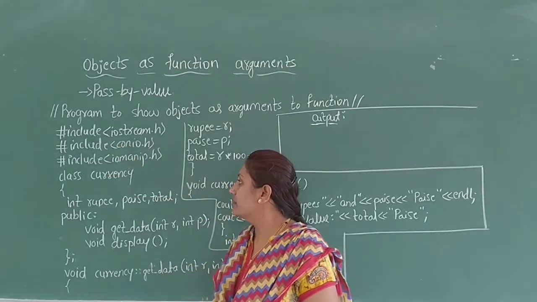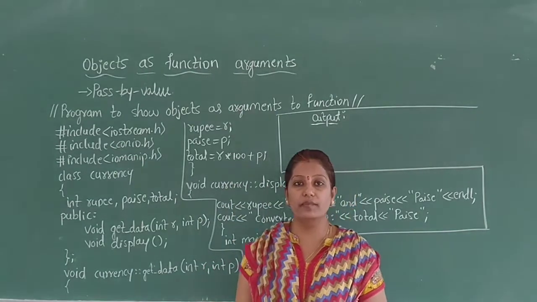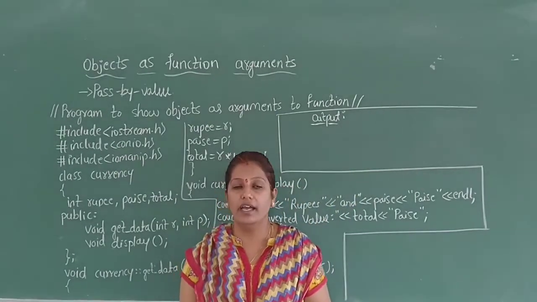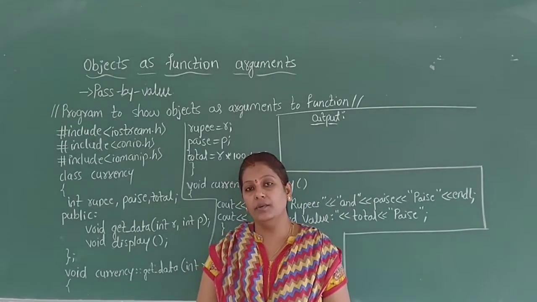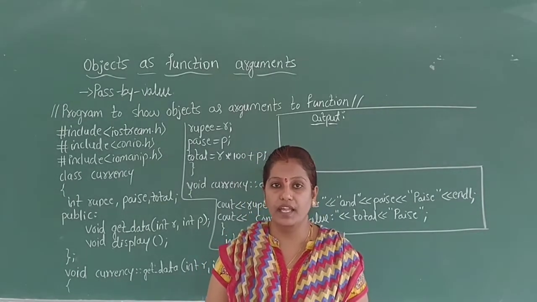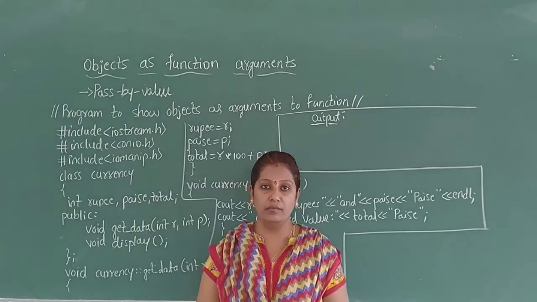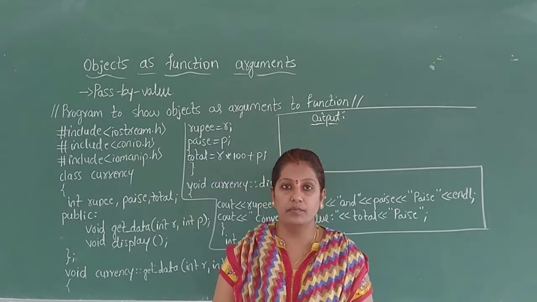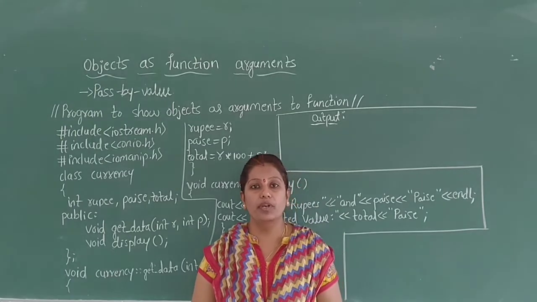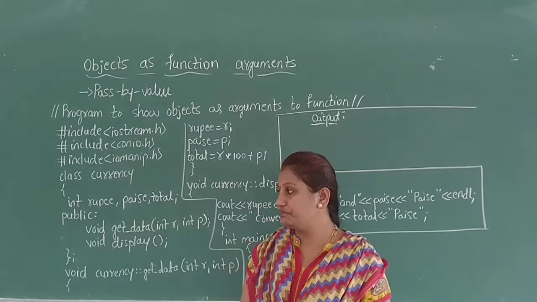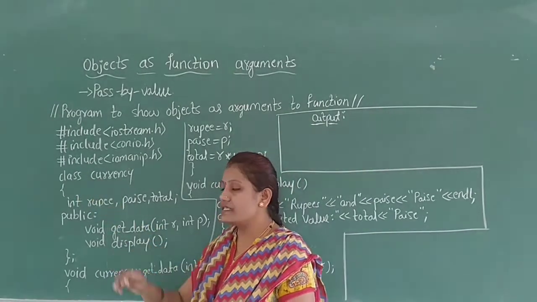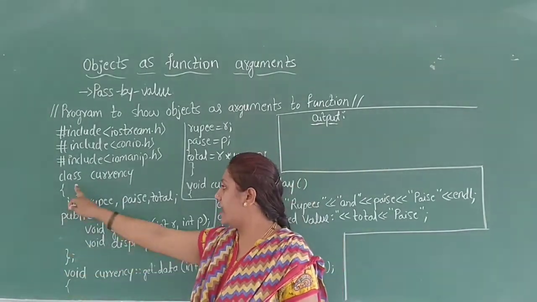Here we have to include three header files: iostream.h, conio.h, iomanip.h to connect the input-output devices to the program, execute the cin input statement and cout output statement, and use the manipulators which are declared or defined in the program. Next, the class is created using the class keyword.